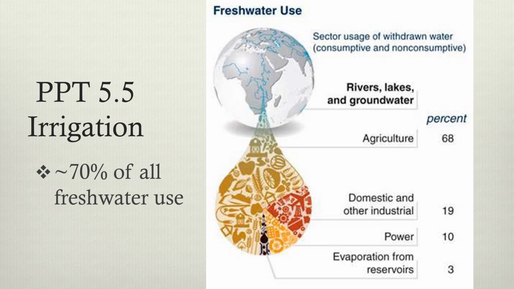This next PowerPoint is about irrigation and use of fresh water. So what this slide is showing you at the beginning here is irrigation is a technique in agriculture to get water to our crops, and about 70% of all the fresh water used in the world goes to agriculture. You can see 68% over here, which is close to 70. 19% used for domestic and industrial sources or uses, 10% used for power, and 3% from evaporation from reservoirs. So the gist here is that a lot of water is used for agriculture.